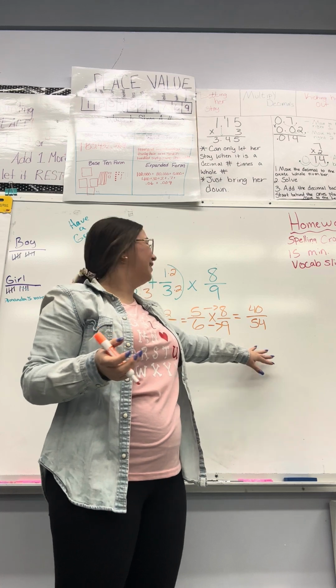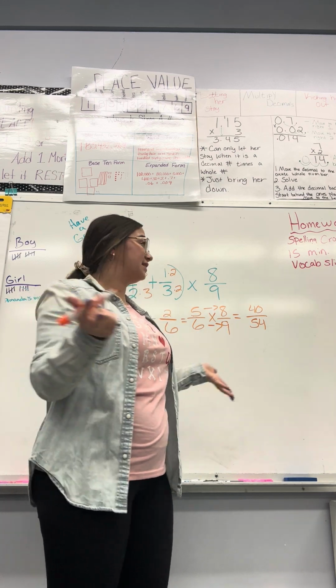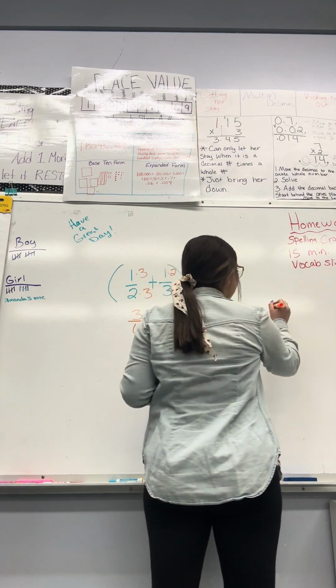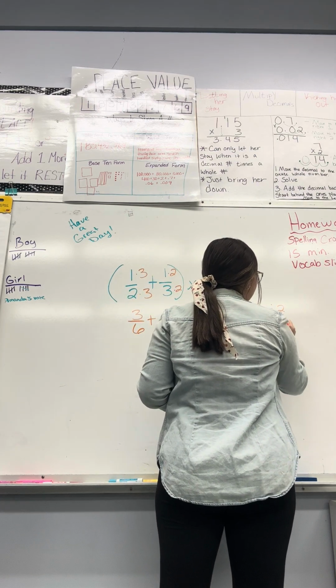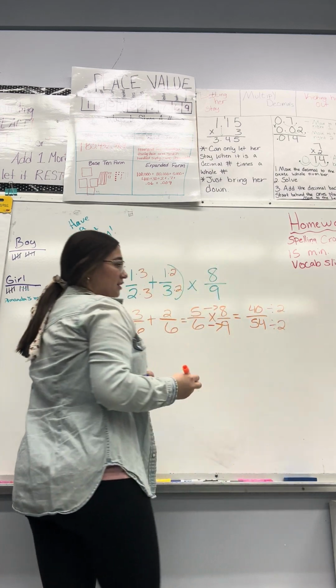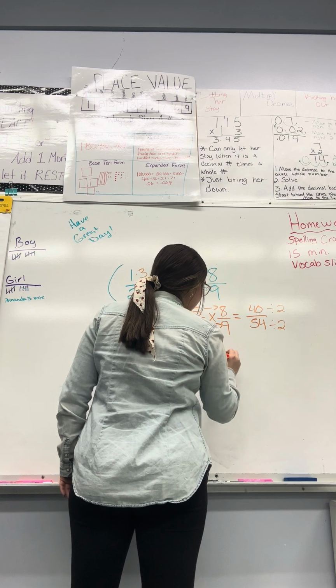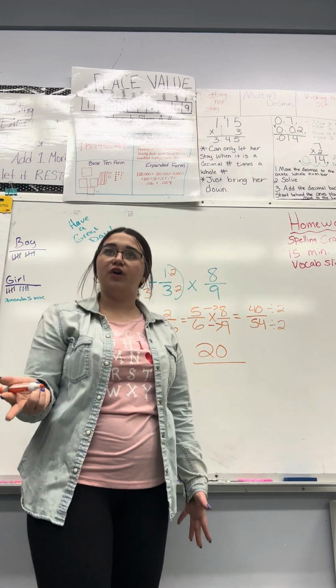Okay. My question for you guys, are we not done? No, we're not done, huh? What do we have to do? We have to simplify it, right? So what number can go into 40 and 54? Perfect. We can divide it by 2. Divide by 2. Therefore, I get the answer. What's 40 divided by 2? It would be 20. And then what's 54 divided by 2?